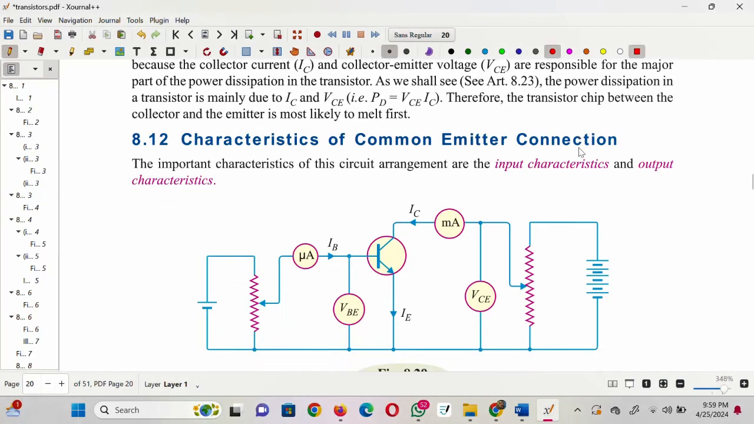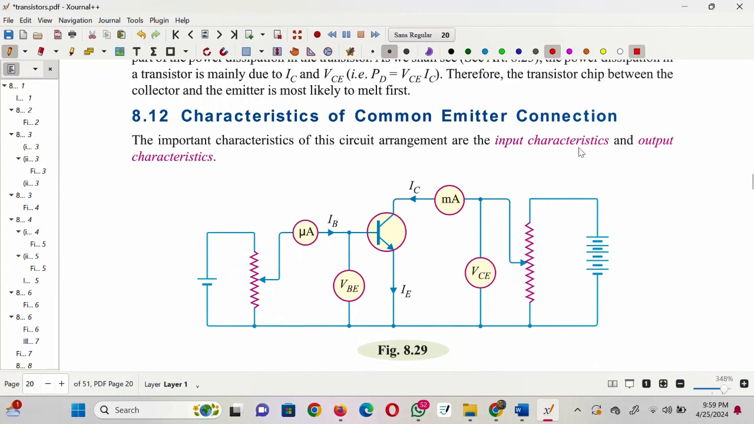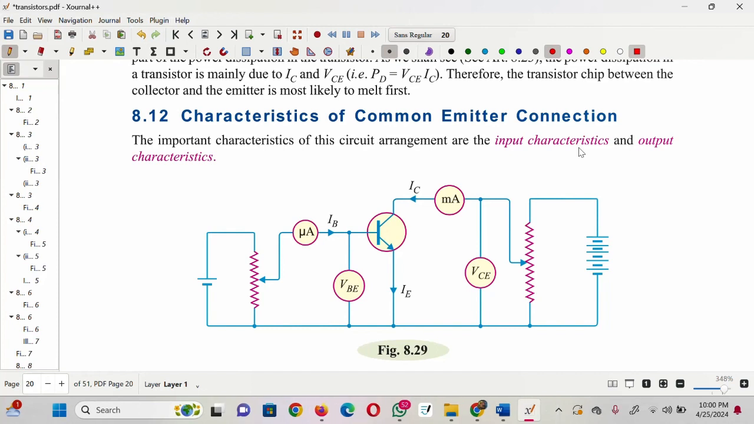This video is about the characteristics of the common emitter connection. Already we know that in the practical session we use the common emitter configuration. This same structure we are going to use. Instead of the plain common emitter configuration circuit, it's the same connection, but here we added an ampere meter and a voltage meter.